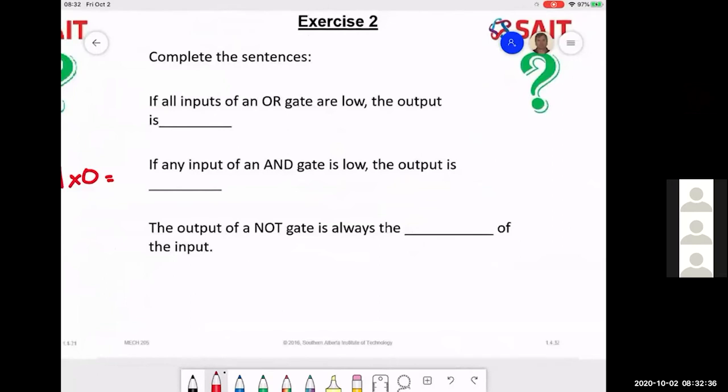If all the inputs of an OR gate are low, the output is going to be low. If any of the inputs of an AND gate is low, the output is going to be low. The output of a NOT gate is always the opposite of that input.